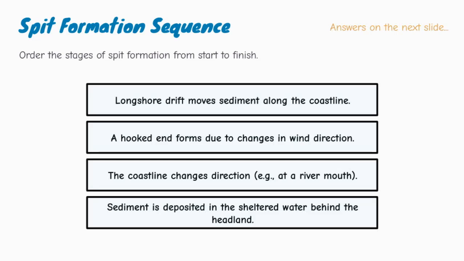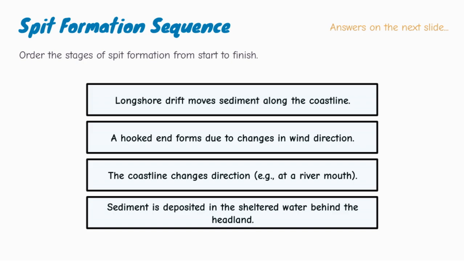Let's start with a quick sequencing task. You need to order the stages of spit formation from start to finish. The stages are: longshore drift moves sediment along the coastline. A hooked end forms due to changes in wind direction. The coastline changes direction, for example at a river mouth. Sediment is deposited in the sheltered water behind the headland. Take a moment to think about the correct order.